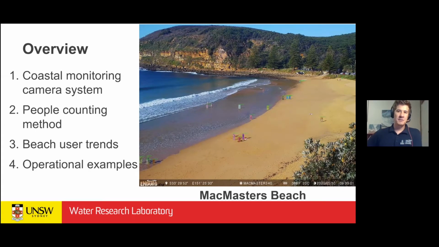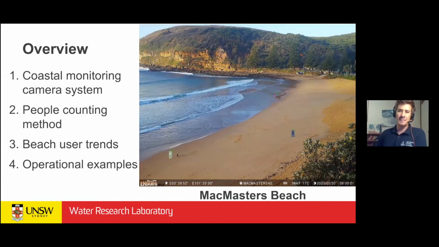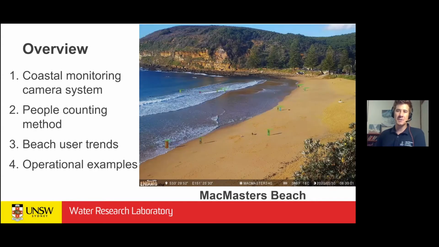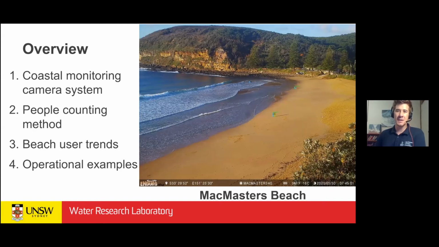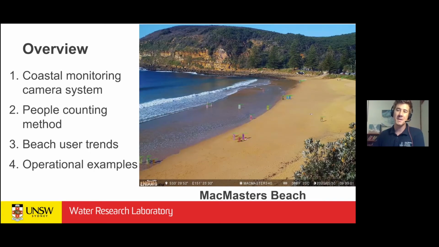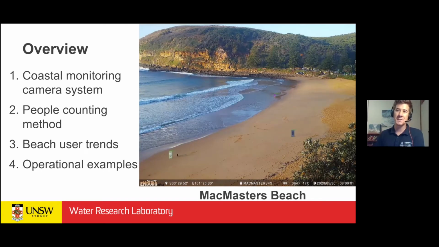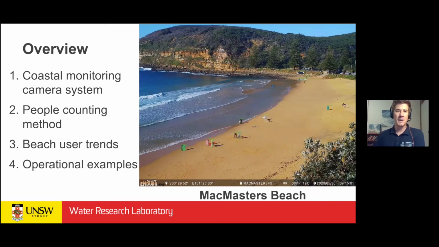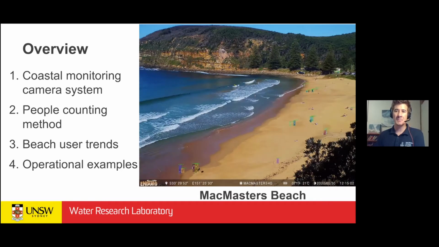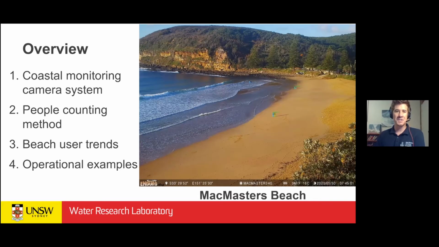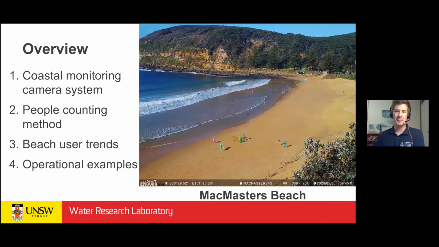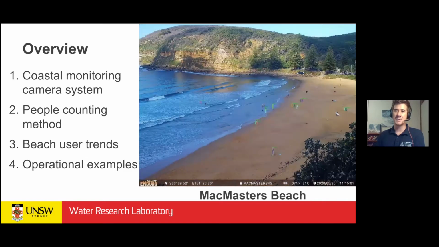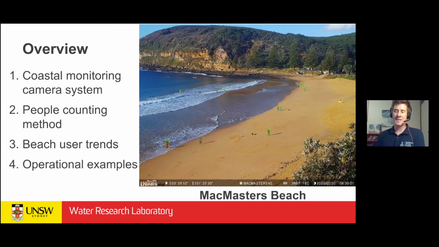So, a bit of an overview of my presentation. First of all, I'll touch on a low-cost coastal monitoring camera system that we've developed, based on our experience managing the really high-end systems. We've brought a lot of learnings to a low-cost system that may be useful in lots of situations. I'll go through the people counting method that we've applied using those cameras and on other cameras, then touch on some trends in beach usage from around Australia in the past 12 months, and then some operational examples like Jason and other presenters have spoken about.